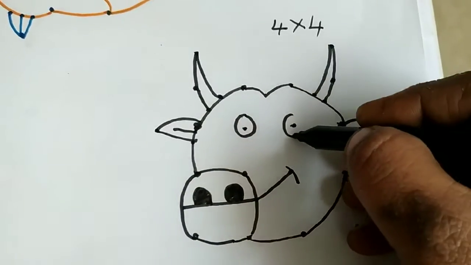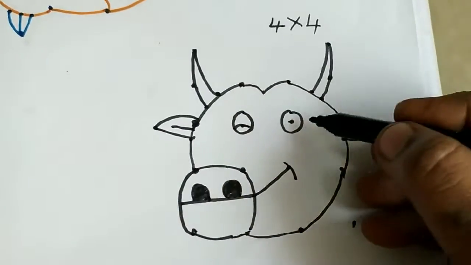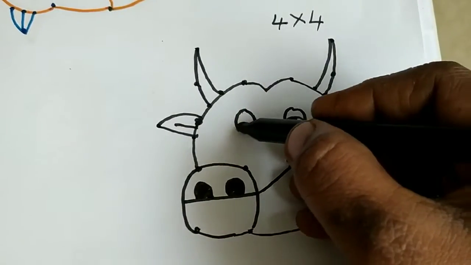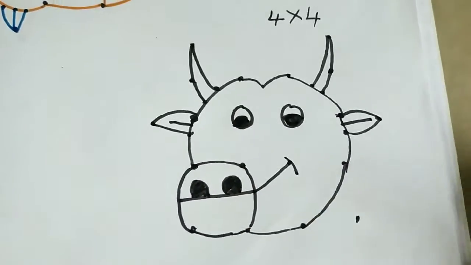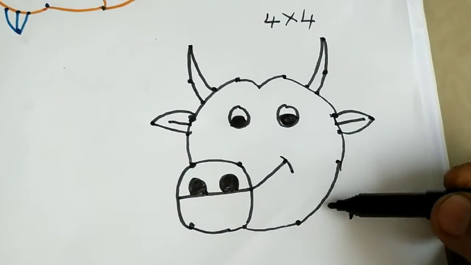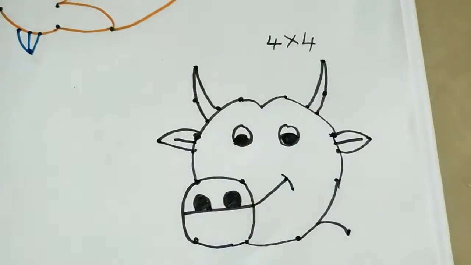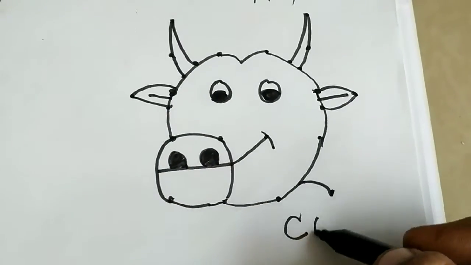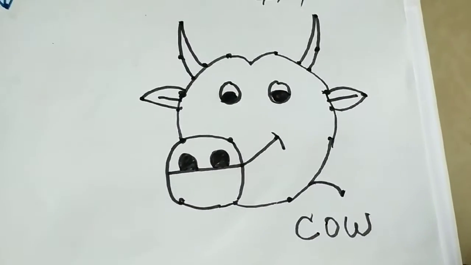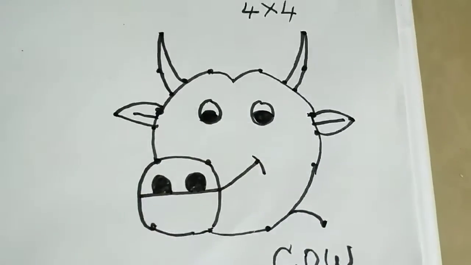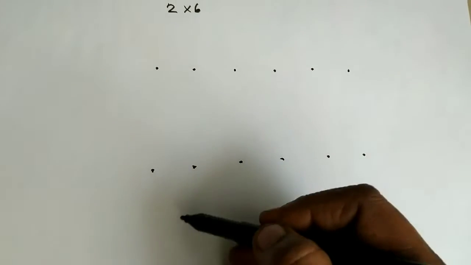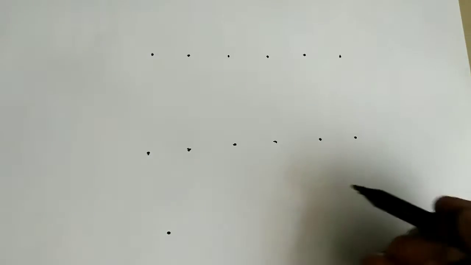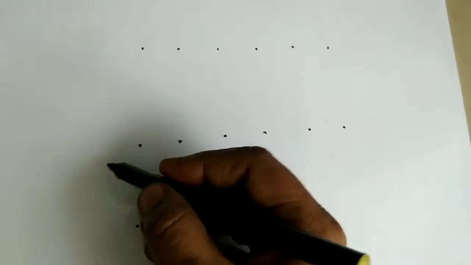So using a 4 cross 4, you can see how to draw a simple cow head picture. This is 4 cross 4. So, a beautiful cow head part. Now see the body part. This is 2 cross 6. Keep here 1, 2, 3, 3 points. 1, 2, 3.